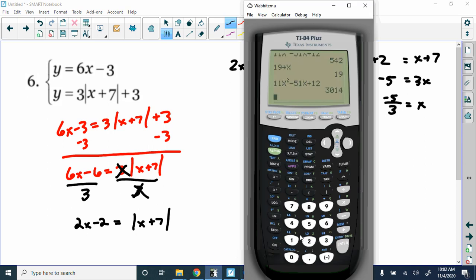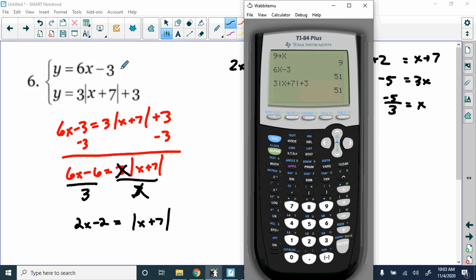it on the calculator. So if I'm going to check 9, I'm storing 9 as x, 9 store x, 9 stores right down here. Push enter. And then type in the top equation, 6x minus 3, and the bottom equation, 3 times the absolute value. To get the absolute value, we go to math, scroll over to number, and then it's number 1, absolute value of x plus 7 plus 3.